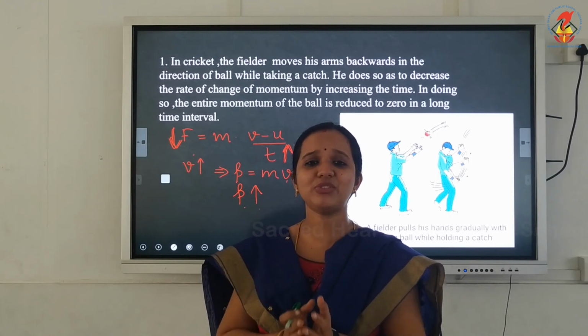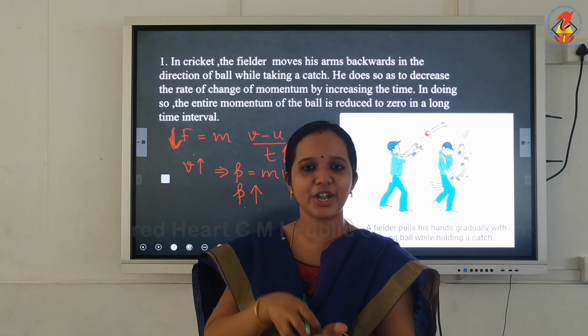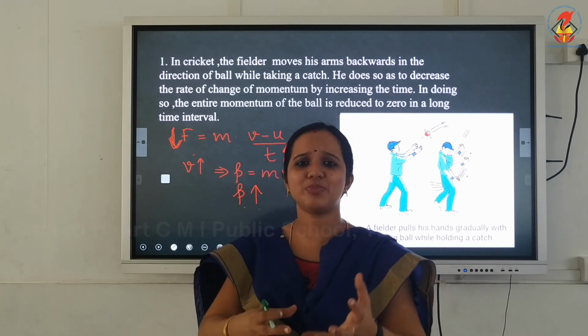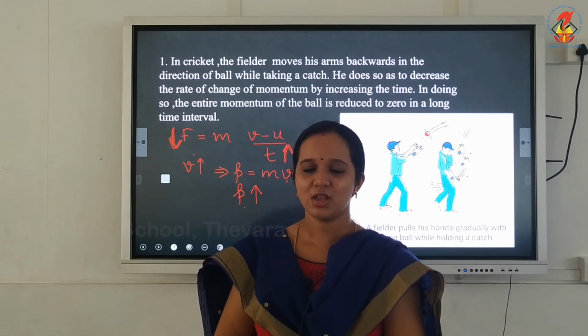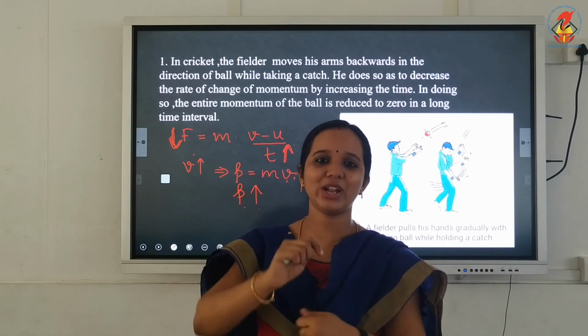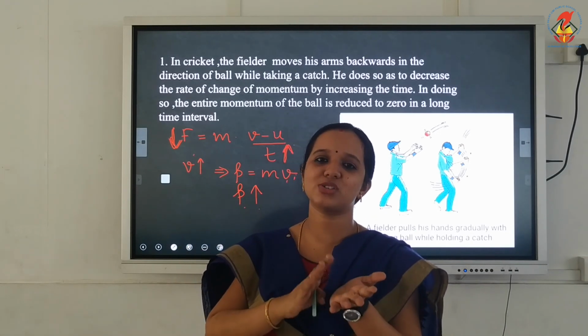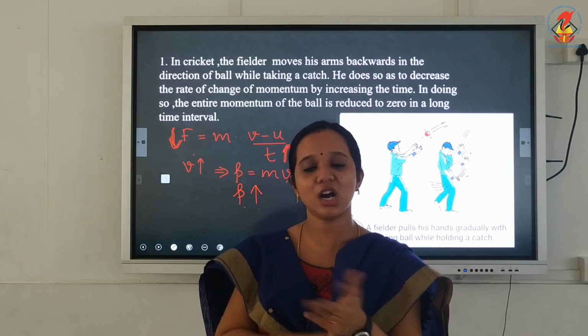Suppose he tries to catch the ball suddenly. The momentum gets reduced to 0 suddenly, which means he has to apply a larger force to catch the ball. If he applies a larger force on the ball, the ball will also apply a larger reaction force on his hands. So, there is a probability of getting hurt.